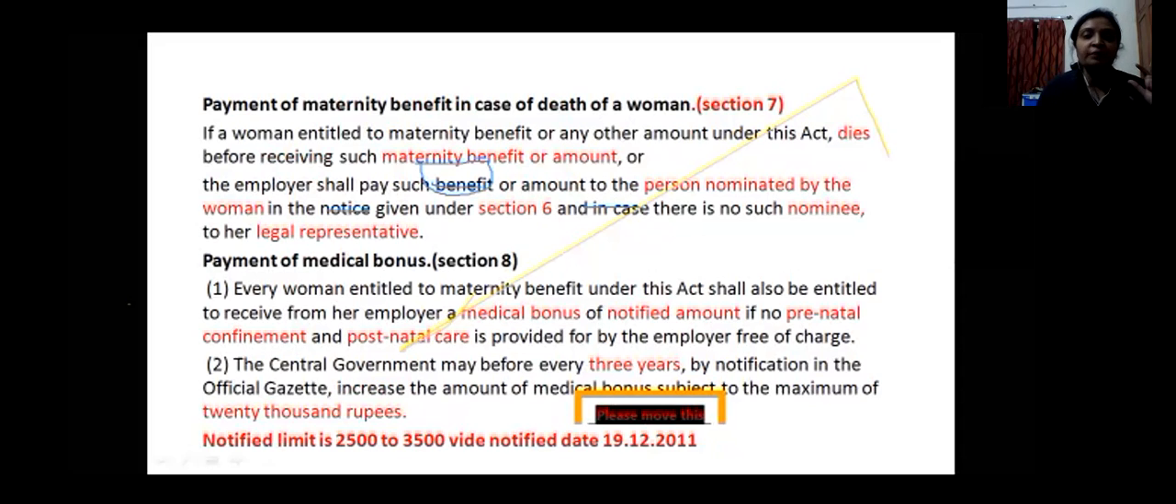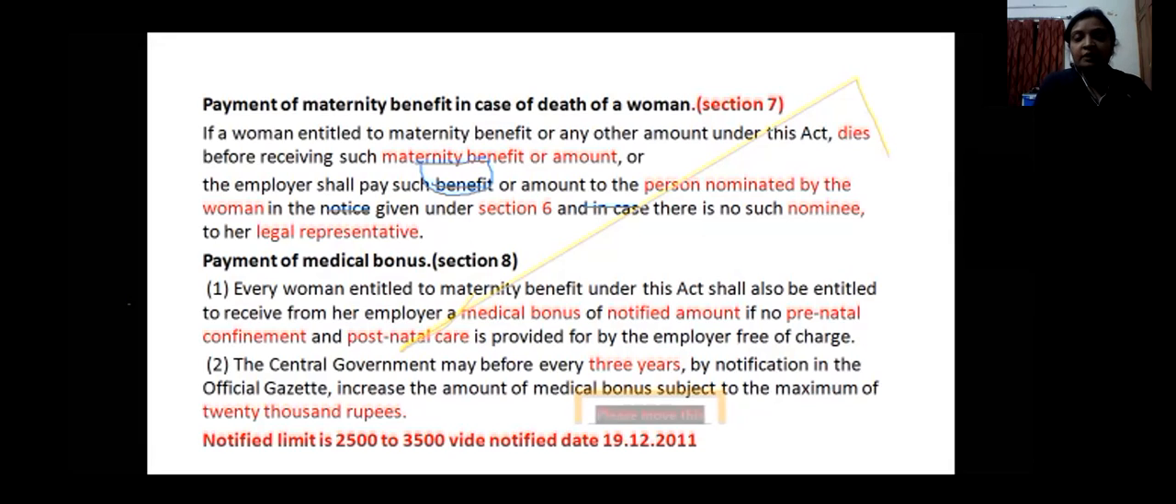So in these two paragraphs, the basic thing which you have to remember is, अगर कोई वुमन की डेथ हो जाती है बिफोर रिसीविंग द मैटरनिटी बेनिफिट, देन व्हाट विल हैपन? The nominee will be receiving her benefit.